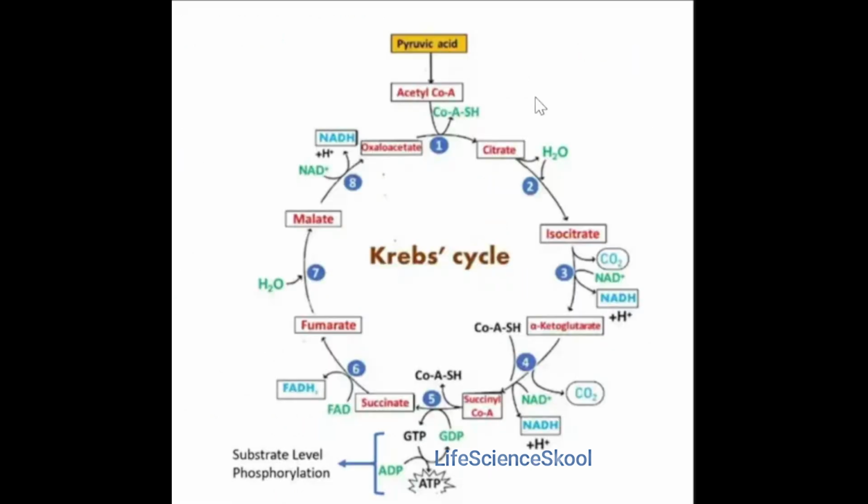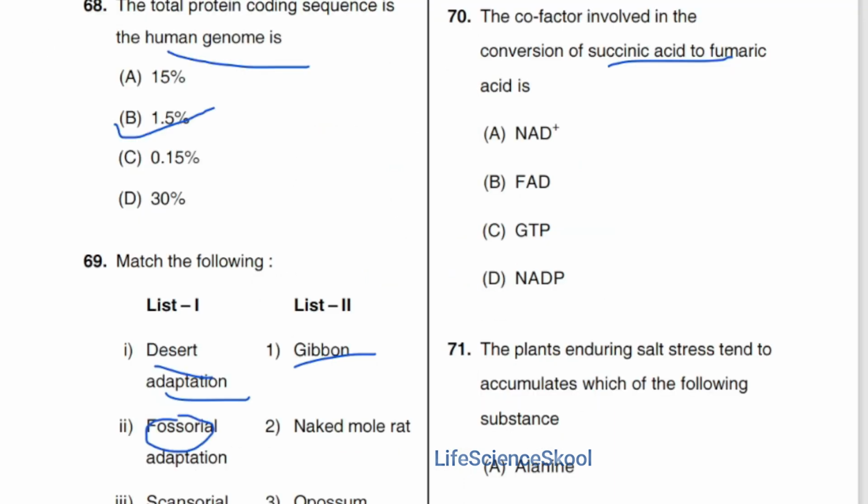For this, you can see the diagram here. This is the Krebs cycle diagram, and you can find the succinate here. Succinate is converted in the sixth step. Succinate is converted into fumarate by the cofactor FAD, which is converted into FADH2. Which is the correct option here? FAD is present in option B. So option B is the correct answer.